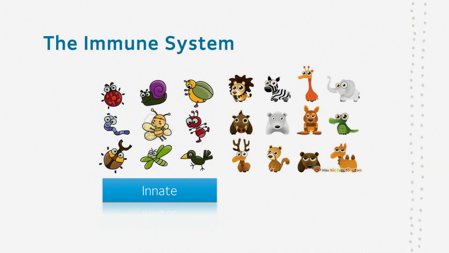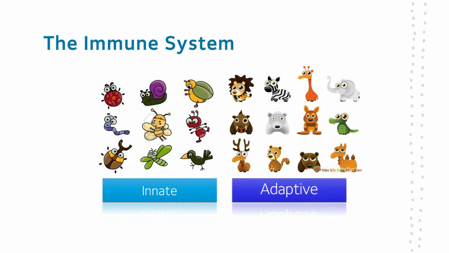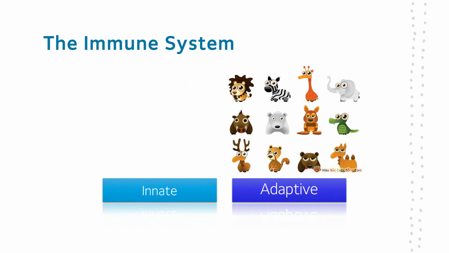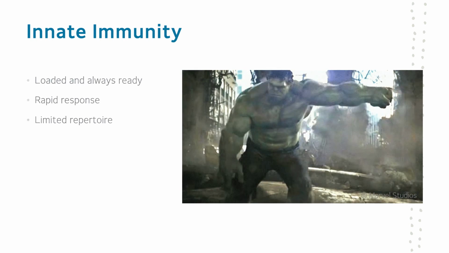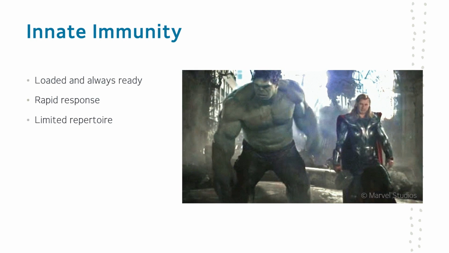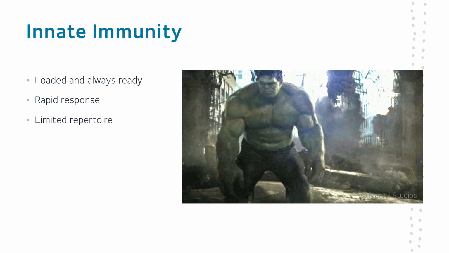For ease of understanding, our immune system is commonly categorized into the innate immune system and the adaptive immune system. The presence of the innate immune system is universal, but the adaptive immune system is only present in vertebrates. The innate immune system is always primed and ready for action, somewhat like a preloaded gun which is ready to fire. It basically reacts the same way all the time, irrespective of the pathogen. And just like Hulk here, it has no memory of what it has done, and does the same thing over and over again. Thus, the innate immune system is able to respond very rapidly, but has a very limited repertoire.